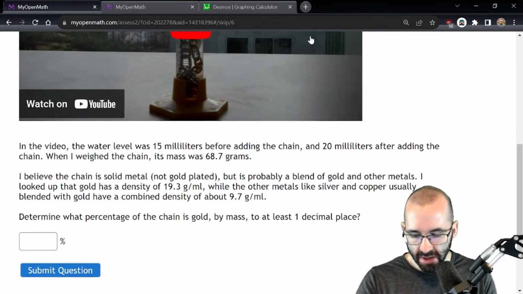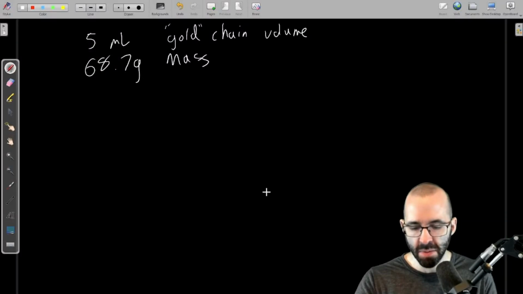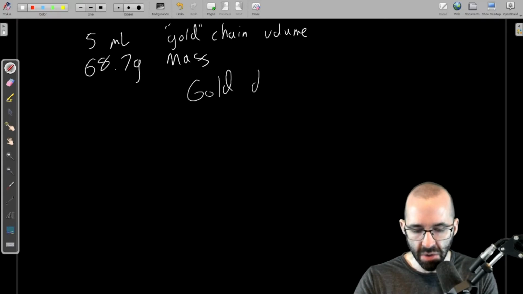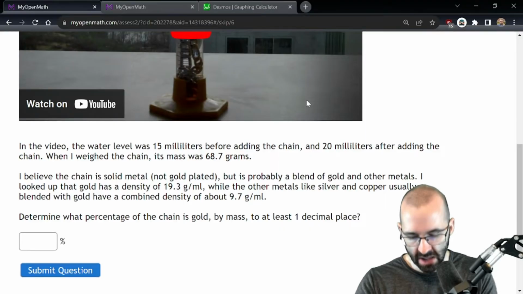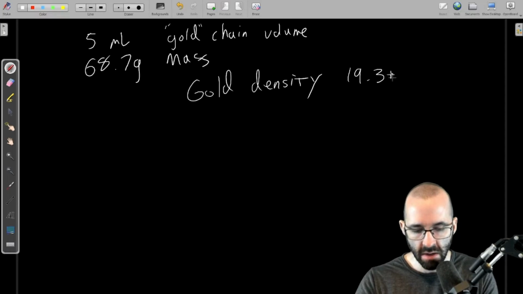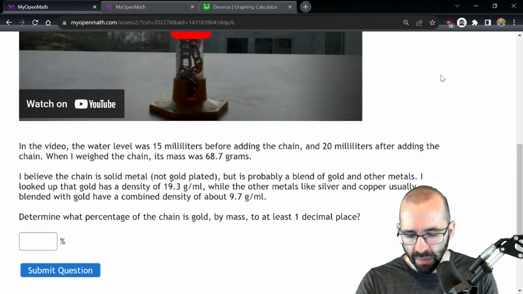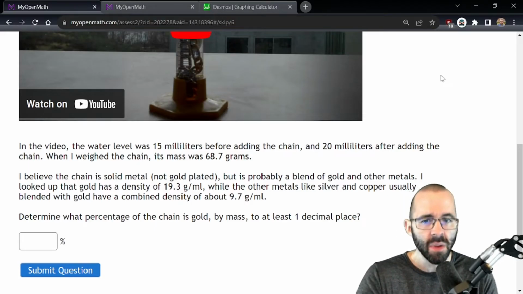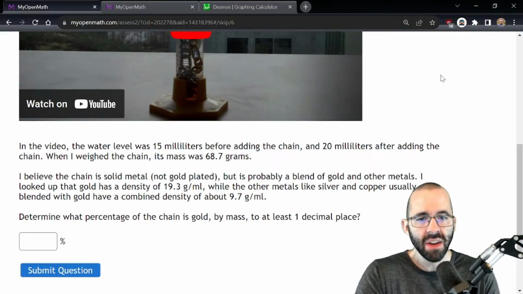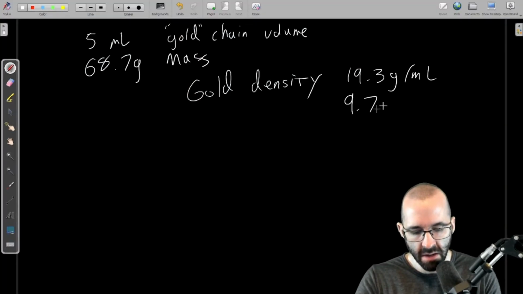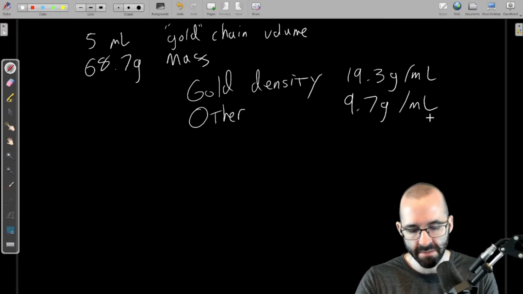So he believes that the chain is solid metal, but maybe it's some blend of gold and some blend of other metals. Gold has a density of 19.3 grams per milliliter. Right, gold density, just write that down: 19.3 grams per milliliter. And other metals like silver and copper, the things that are usually blended with gold, have a combined density of about 9.7 grams per milliliter. Let's say other metals density.